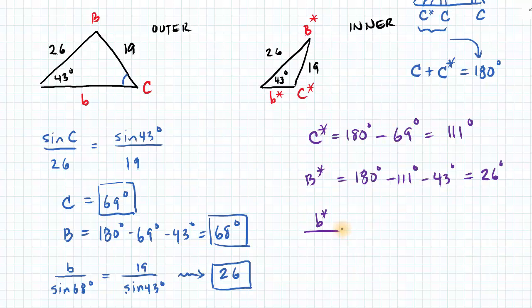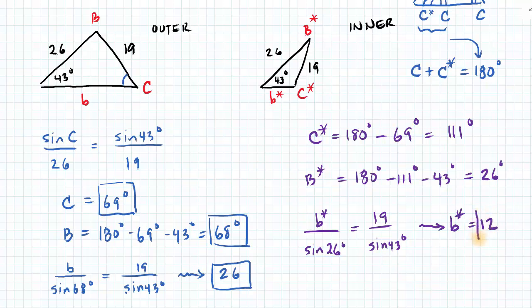And we're going to set up a proportion very similar to what we did with the other triangle. So little b star is opposite of big B star. Big B star is 26 degrees. And then we'll put 19 over sine 43. We can multiply both sides by sine of 26 degrees, and that will allow us to solve for little b star. And little b star, if we round to the nearest unit, will be 12 units.